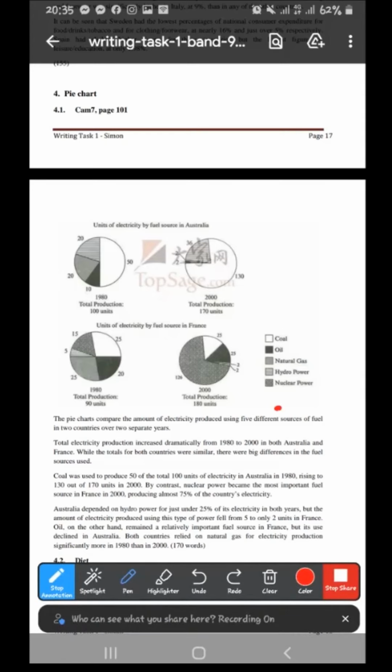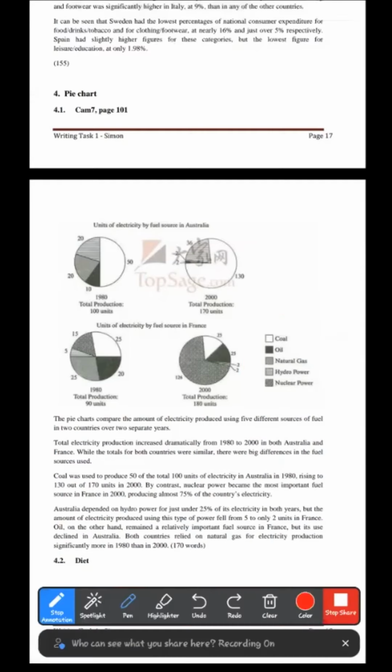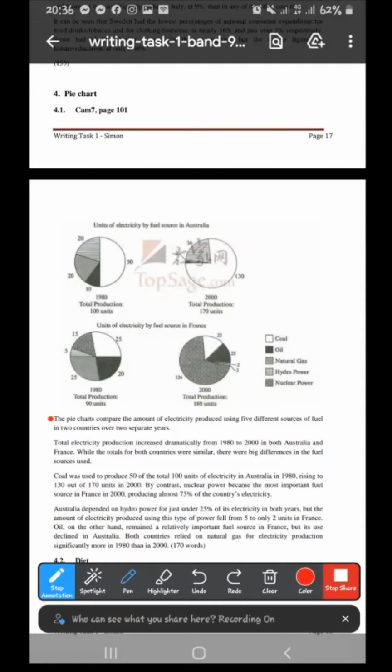What are these sources of fuel? It's all given here. Coal, oil, natural gas, hydropower, nuclear power. Now, so this is the intro. This is the intro. And these are the summary of 2 points. All right. And then we come with a conclusion.